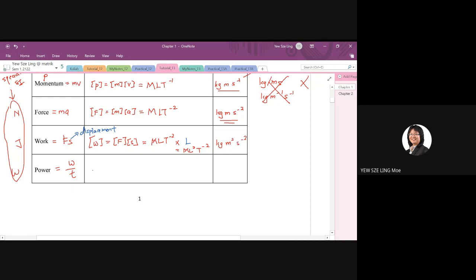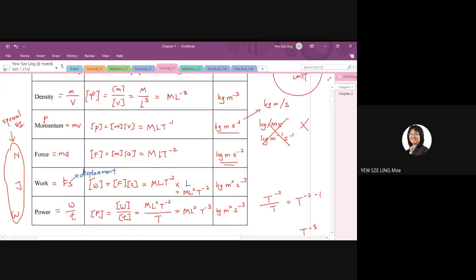Power equals W over T. So P equals W over T. W, according to the previous questions, is mL square T negative 2, over time, which is capital T, which equals mL square T negative 3. Why negative 3? Because T negative 2 divided by T equals T negative 2 minus 1, which is T negative 3. So we have kg m square s negative 3.